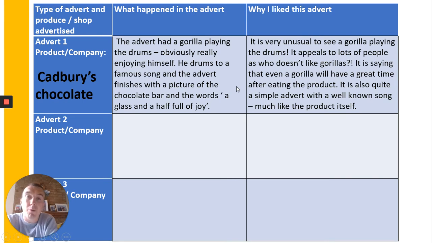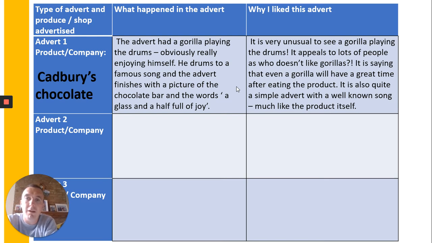Okay, bit of a mad one, gorilla playing the drums. So this is how I'd fill out this grid. So obviously it's Cadbury's chocolate, says it at the end and a little bit at the start. What happens in the advert?